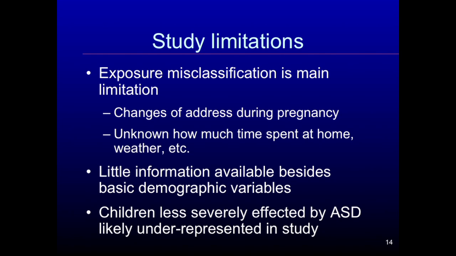There's little information available besides basic demographic variables, so we don't know if mom was taking folate, for example, to prevent neural tube defects or anything like that. And the children who are less severely affected by autism are going to be underrepresented, because if they're only mildly affected, then they might not be getting DDS.